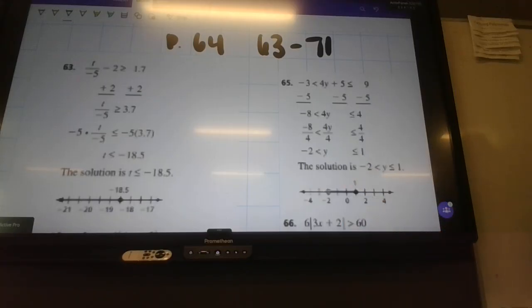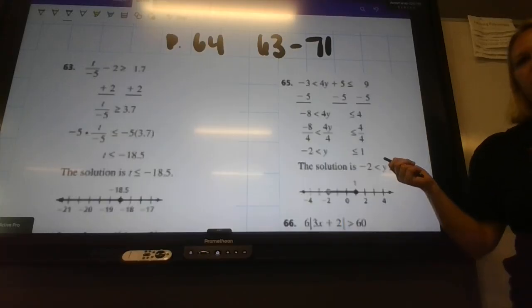It's kind of like the last problems in every section are a spiral review. I kind of separated and took the negative 3 less than 4y plus 5, and did that as 1, and then I did the 4y plus 5, which is less than or equal to 9. Okay, you can separate them. Yeah, you can do that. Because you got the same answers, right? Nice.